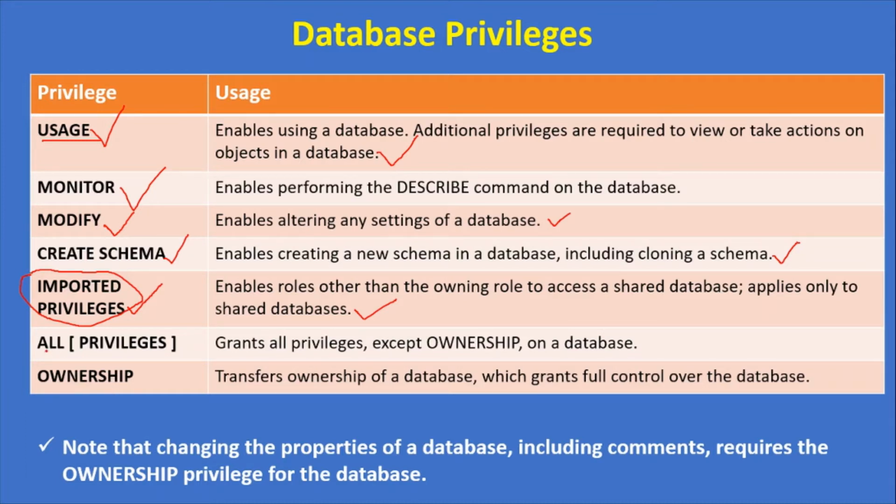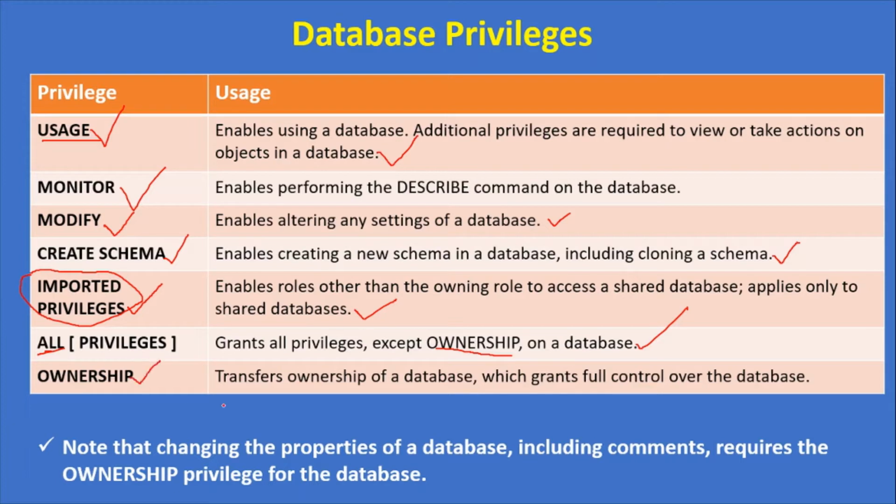Next one, all or all privileges. It grants all privileges except ownership on a database. So instead of giving usage, monitor, modify, and create schema one by one, you can use the all keyword, so that all the above privileges are assigned to that particular role. This is all. Please note, except ownership.